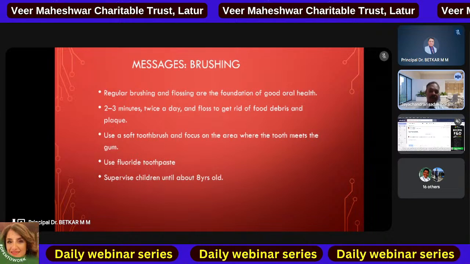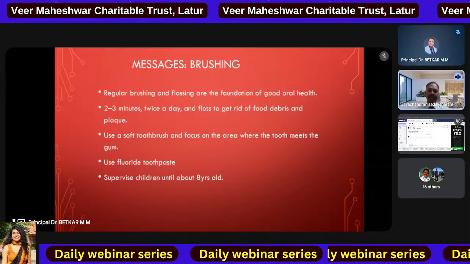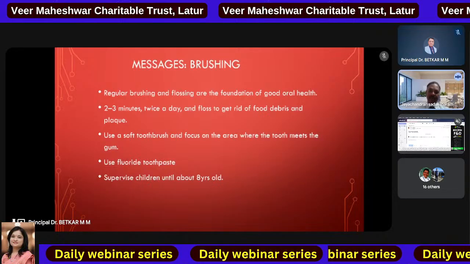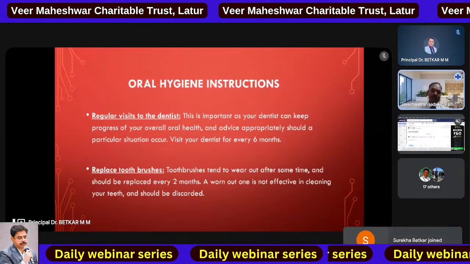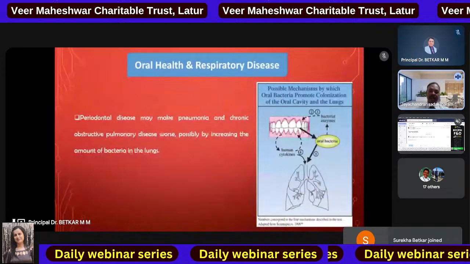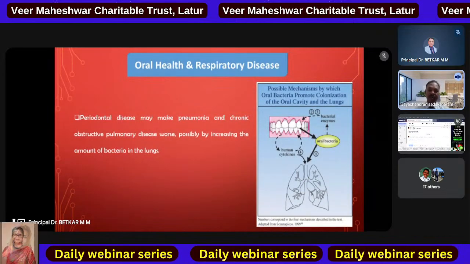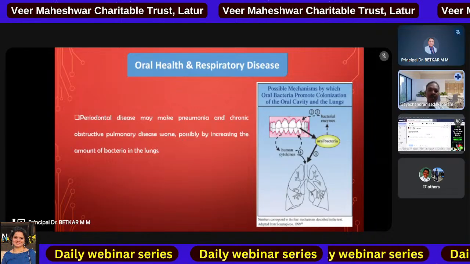One is brushing twice, morning and night. Brushing is a must, along with flossing. Flossing will be taught by dental professionals, which cleans the interdental region. Also use appropriate fluoride toothpaste, and make dietary choices: limit sugar intake, and consume antioxidant-rich food to maintain good oral health. And stop tobacco use.